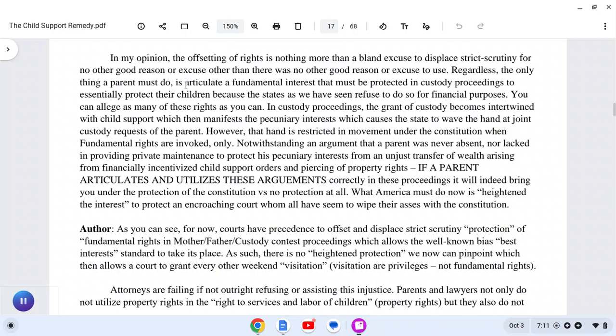Regardless, the only thing a parent must do is articulate a fundamental interest, meaning some sort of property right, if there's a custody dispute. Whatever the dispute, we're going to be talking about child custody here. So if there's a dispute over custody, you would have to find an argument that has merit in law. For example, the one the author is making in this book: if you're deprived of the custody of your child, you're implicitly deprived of the right to your child's services and labor, which is a property right.